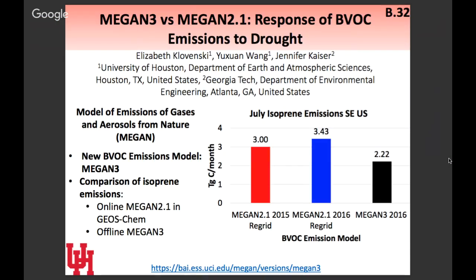Hi, I'm Elizabeth Klavinsky from the University of Houston, and right now I have a preliminary comparison of isoprene emissions from online GEOS-Chem MEGAN 2.1 compared to offline MEGAN 3. And this work was inspired by the response of BVOC emissions to drought stress. So if you're interested, please come by poster number 32. Thank you.